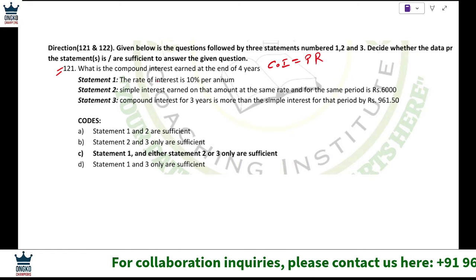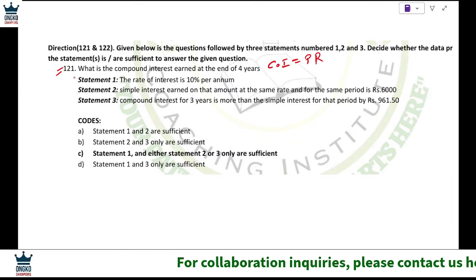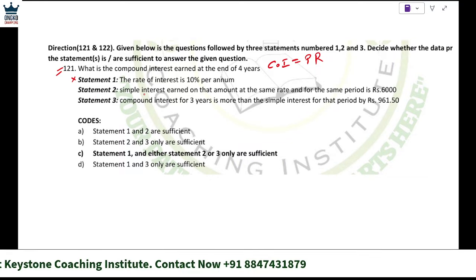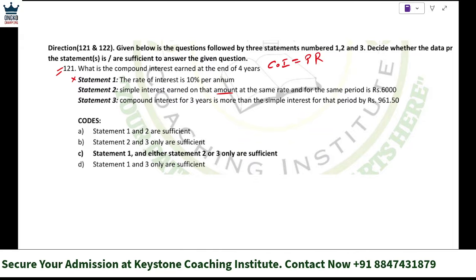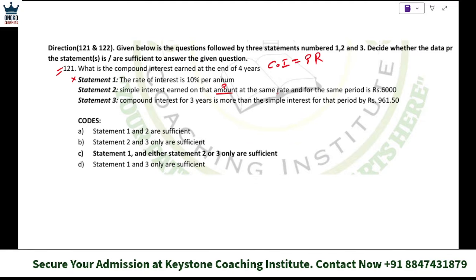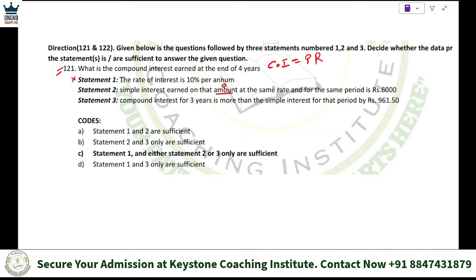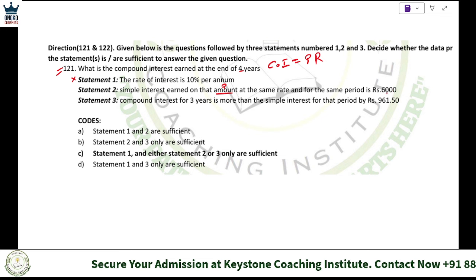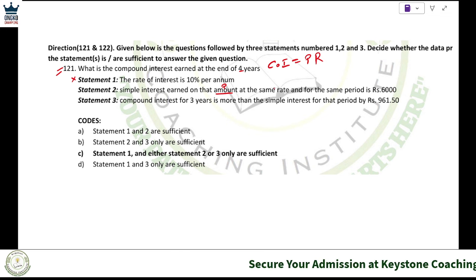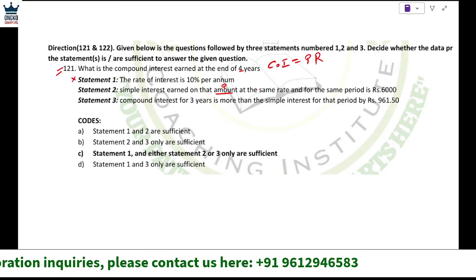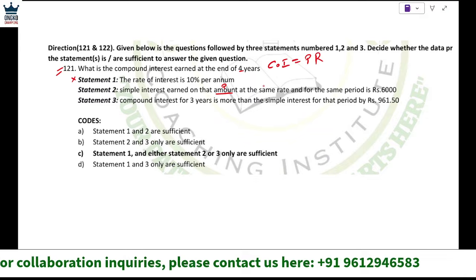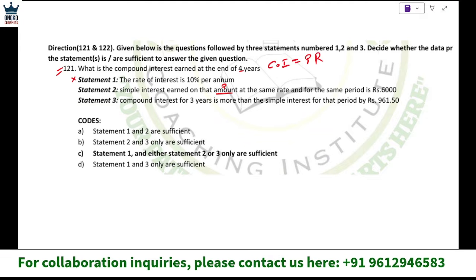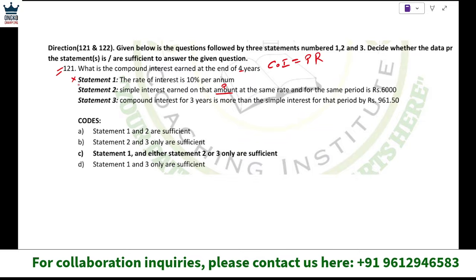Statement 1 gives only the rate, not the principal, that means statement 1 alone is not sufficient. Statement 2 gives the simple interest earned on that amount, that means we are talking about the principal, at the same rate, for the same period, which means 4 years. If we know neither the principal nor the rate, we cannot find it. Statement 2 is not sufficient.